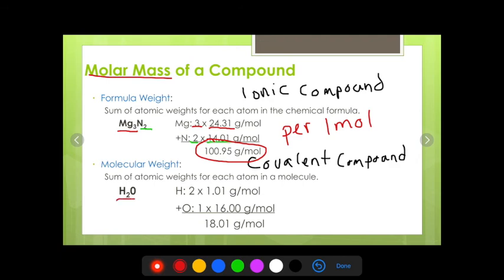water, so 2 hydrogen. So hydrogen is 1.01. We multiply it by 2. And then oxygen, we only have 1. And oxygen weighs 16. So you don't have to multiply that by 1. And then we add it up, and the weight of water is 18.01 grams per mole. And again, that's just 1 mole. So if I have 1 mole of water, it's going to weigh 18.01 grams.